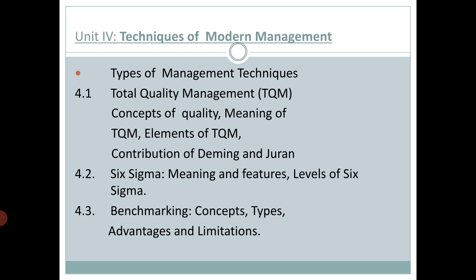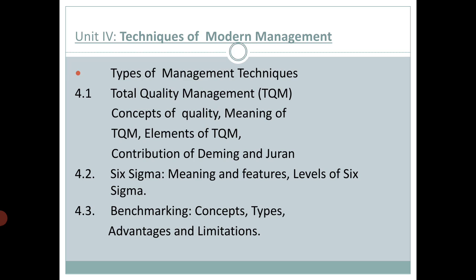Juran admits that managing for quality is not easy and definitely requires important changes. But unlike Deming, he does not believe that managing for quality requires very great managerial efforts.